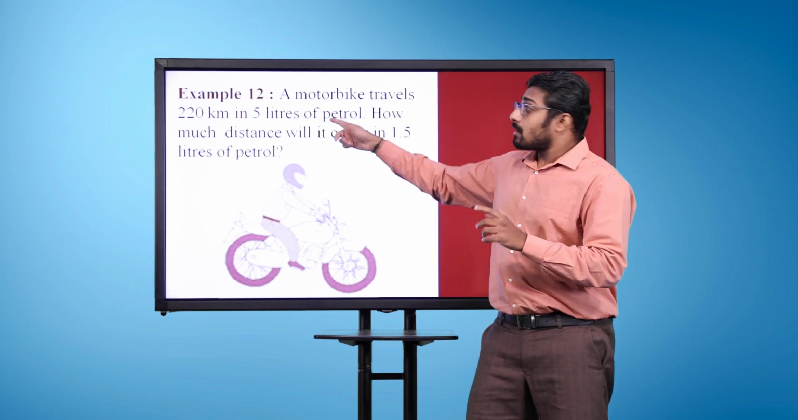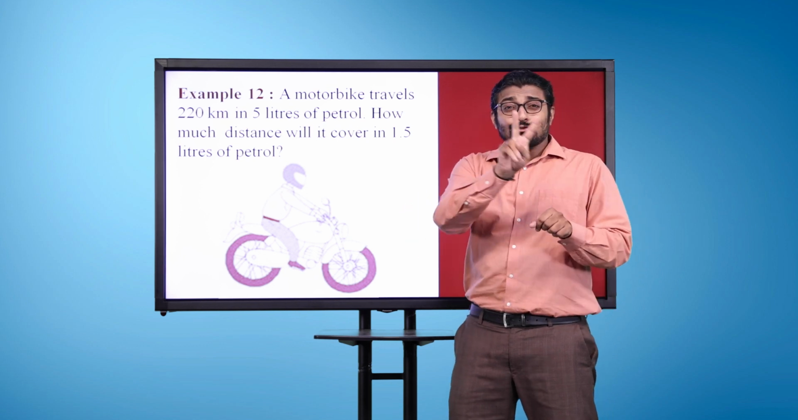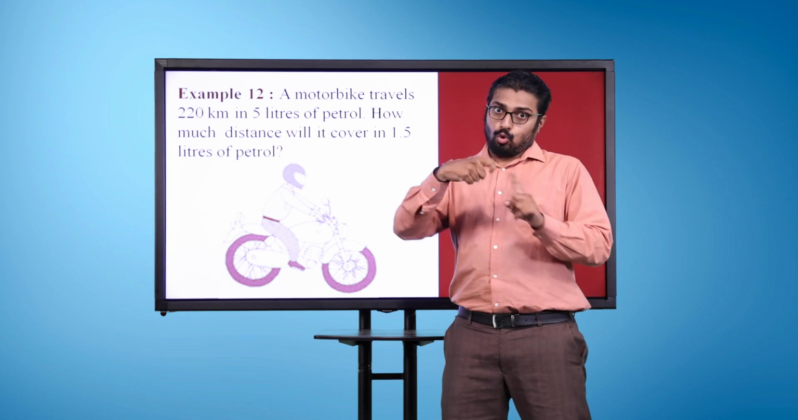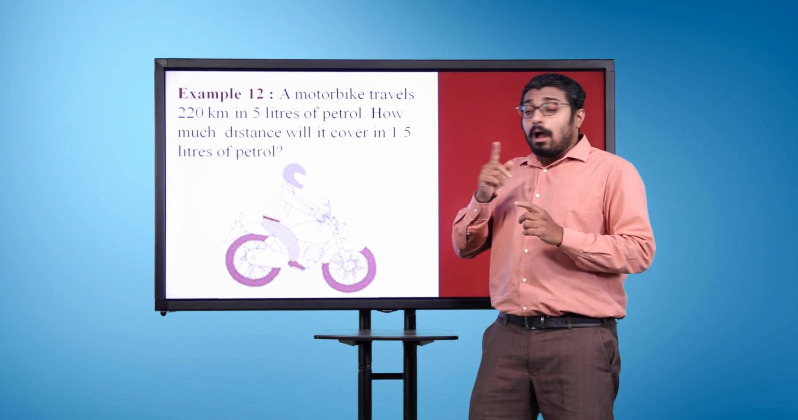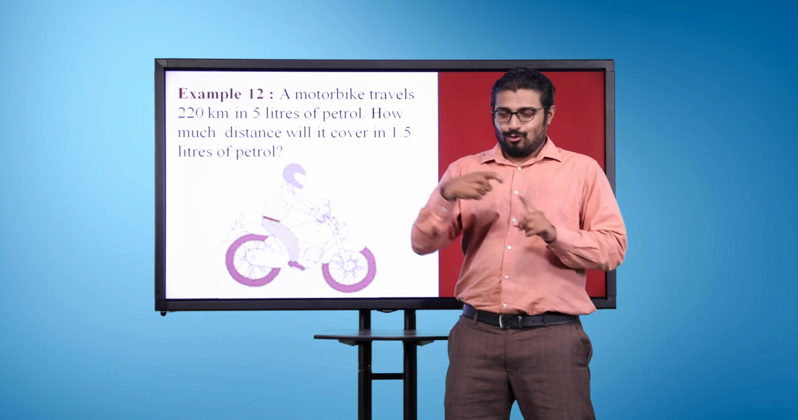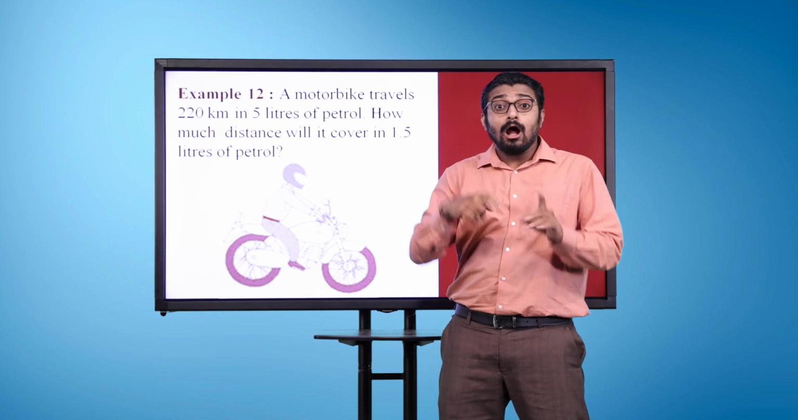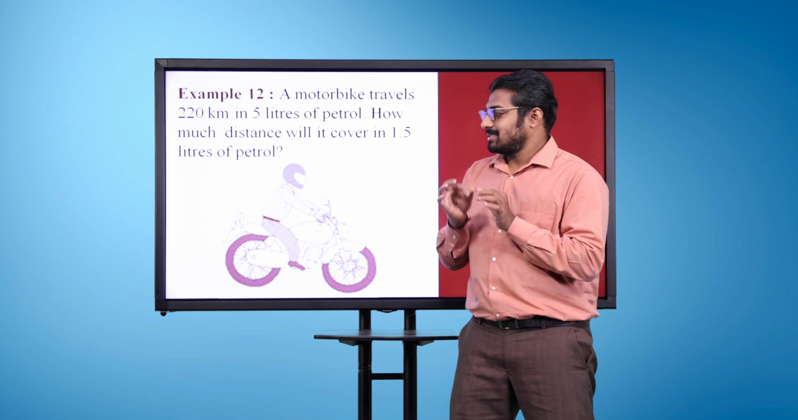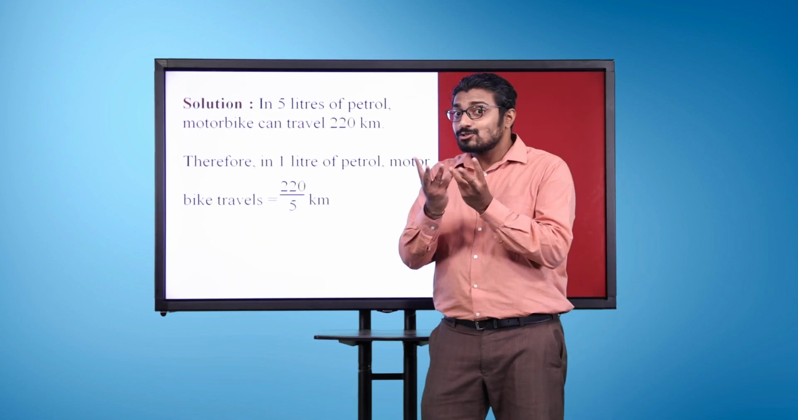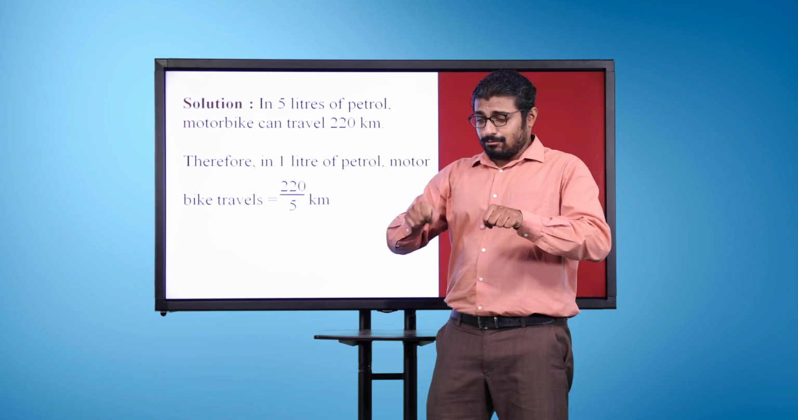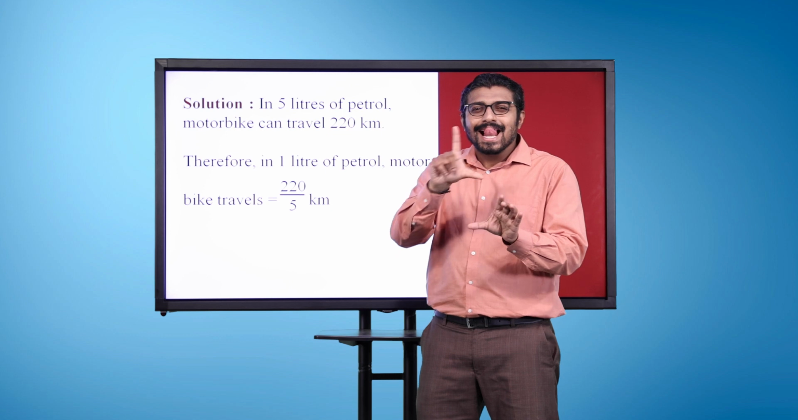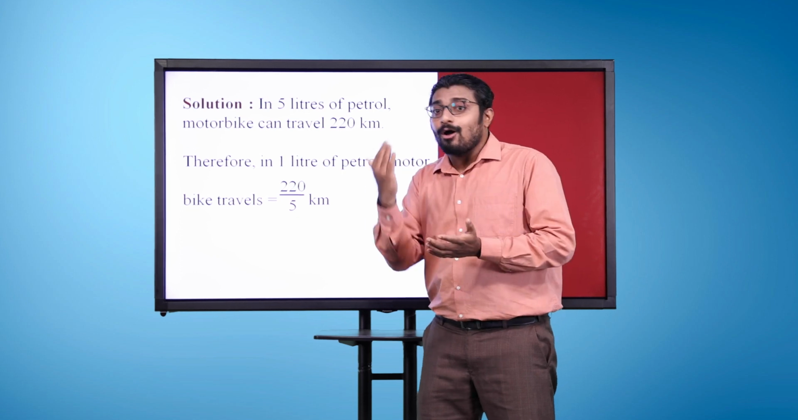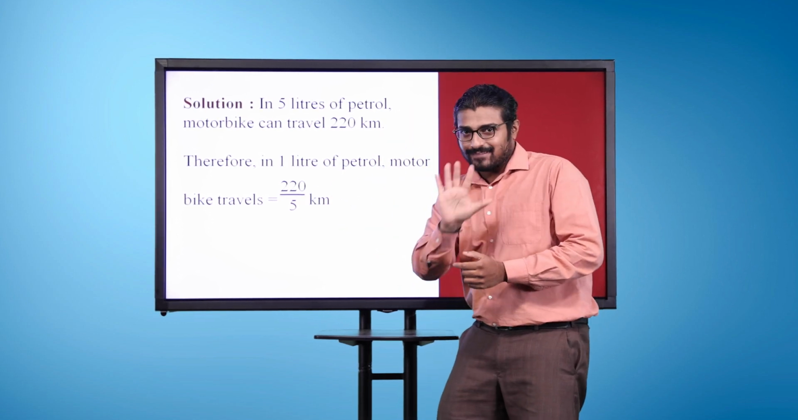Example 12. A motorbike travels 220 kilometers in 5 liters of petrol. How much distance will it cover in 1.5 liters of petrol? Solution. In 5 liters of petrol, motorbike can travel 220 kilometers. Therefore, in 1 liter of petrol, motorbike travels equal to 220 divided by 5 kilometers.